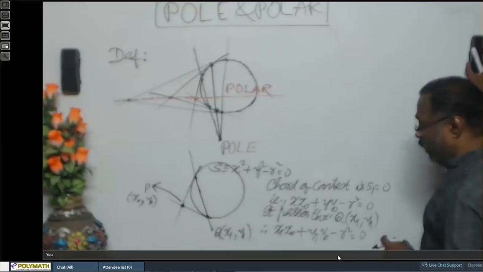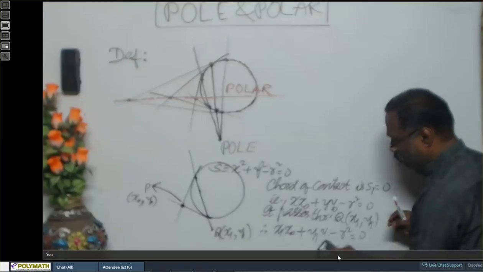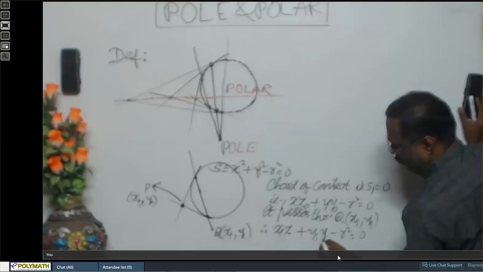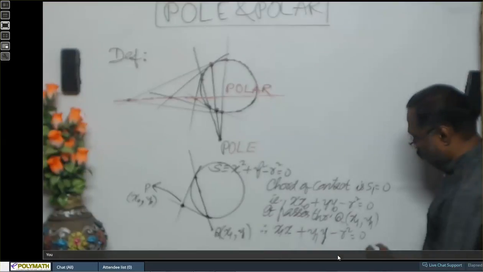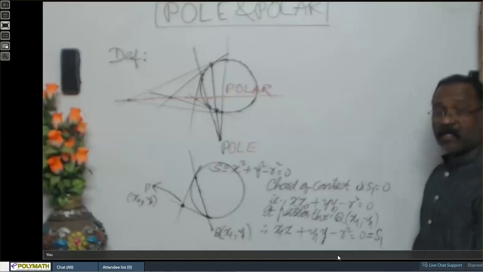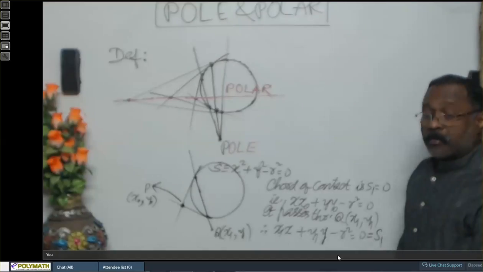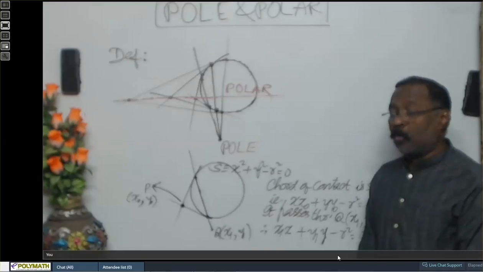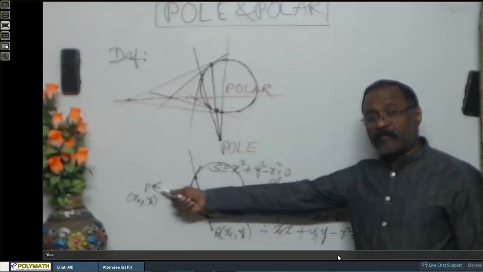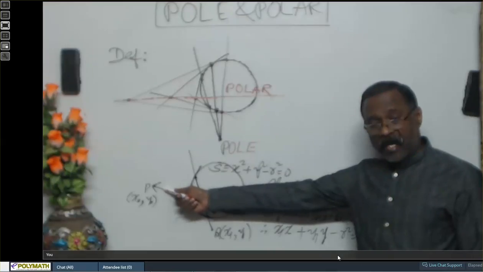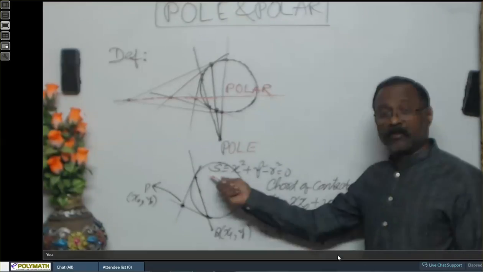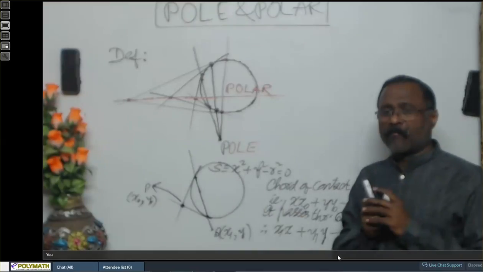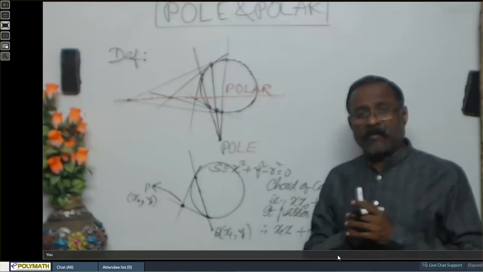Finally, it is to be converted to x, y. That means we are generalizing the equation. The generalized equation is x x1 plus y y1 minus r square equal to 0, which is also S1 equal to 0. So, what is the equation to the locus of point P, which is nothing but the polar? It is S1 equal to 0 with respect to this curve S equal to 0. Remember, the formula will be one and the same for every curve.